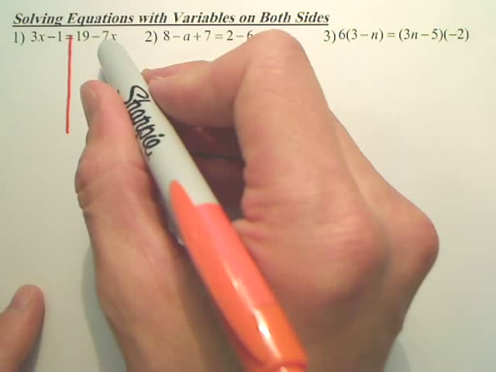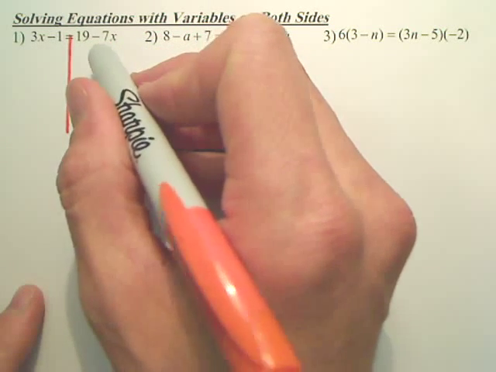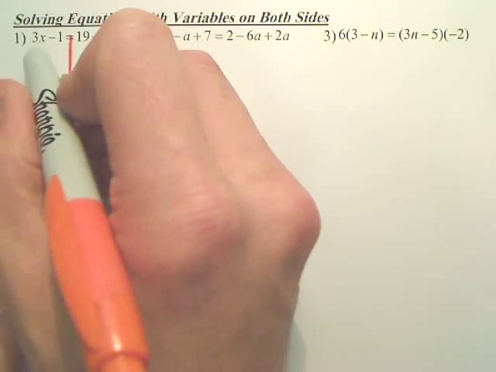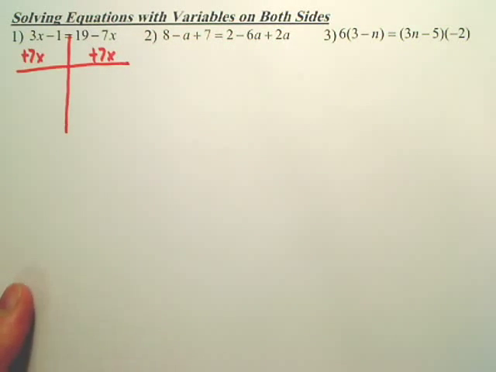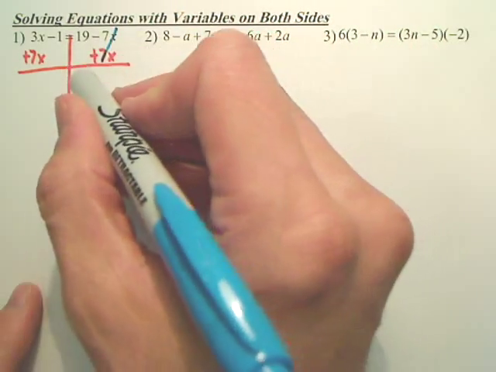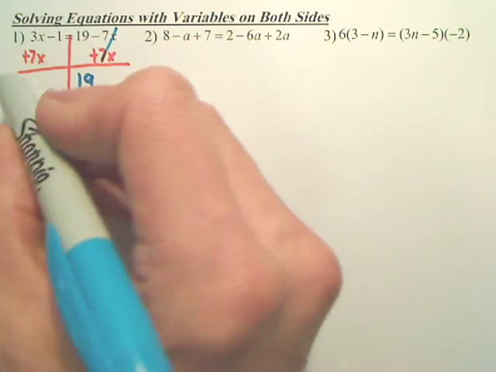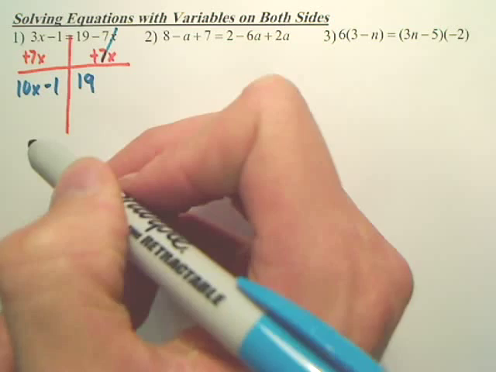So basically, I want to move this negative 7x over here. The opposite of minus 7x is plus 7x. That leaves me, when I cancel right here, that cancels. I get 19 over here. 3x and 7x gives me 10x. Bring down the minus 1.